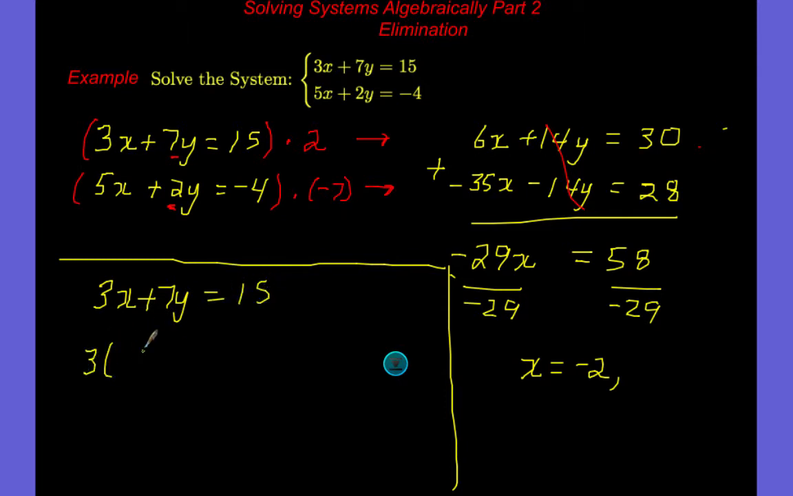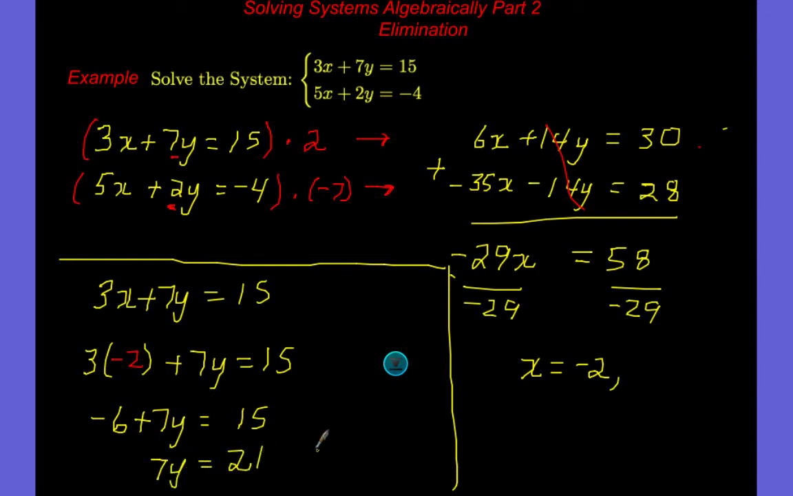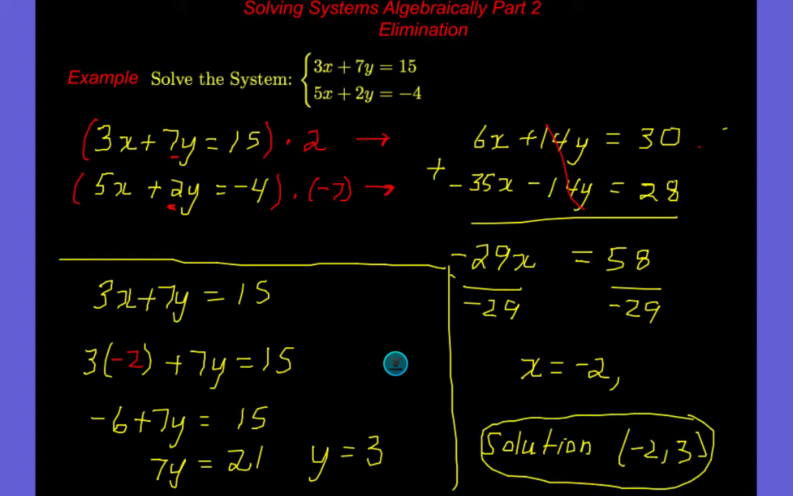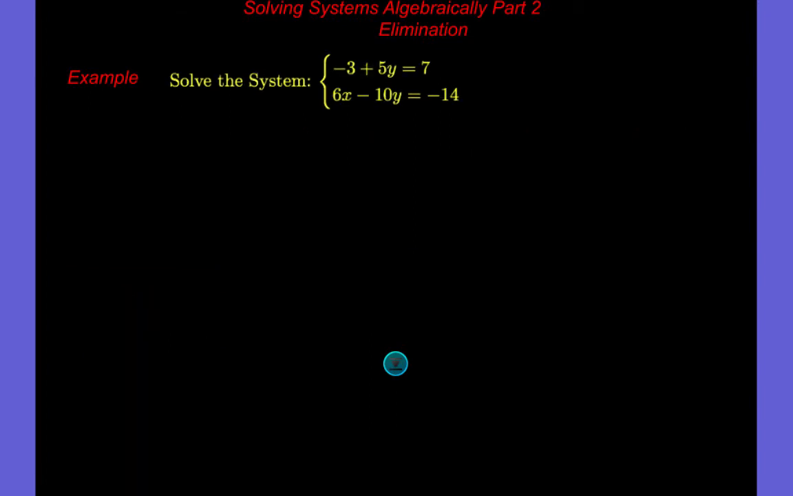It's very important that we pick one of the original two equations to find our y value. We know that x is negative 2, and so let's get our answer here. We have negative 6 plus 7y equals 15. So that means 7y equals 21 when we add 6 to both sides, so y equals 3 when you divide each side by 7. So our solution is negative 2 comma 3.